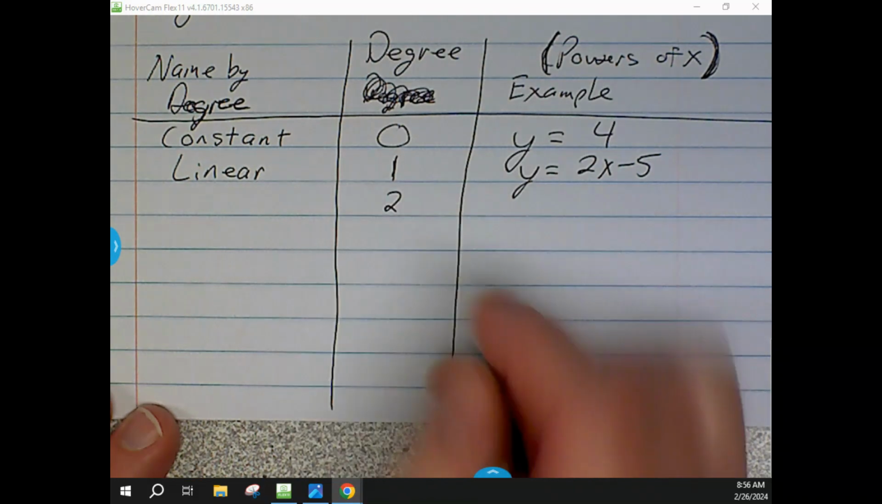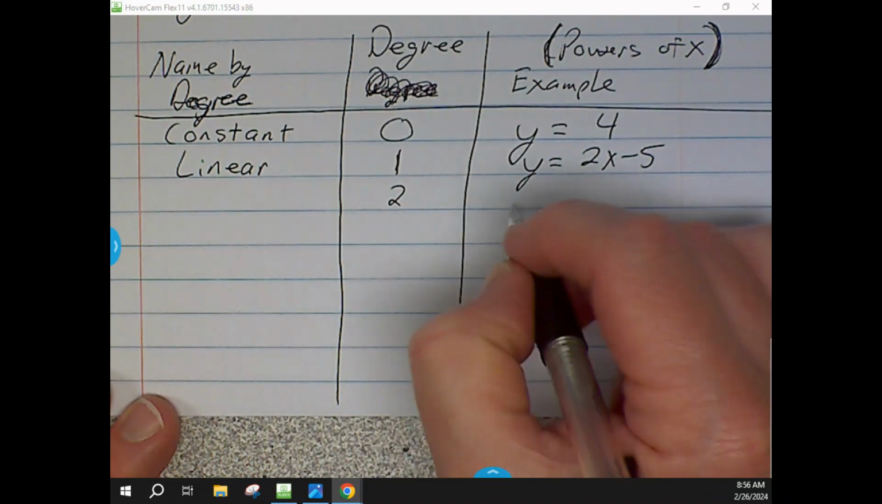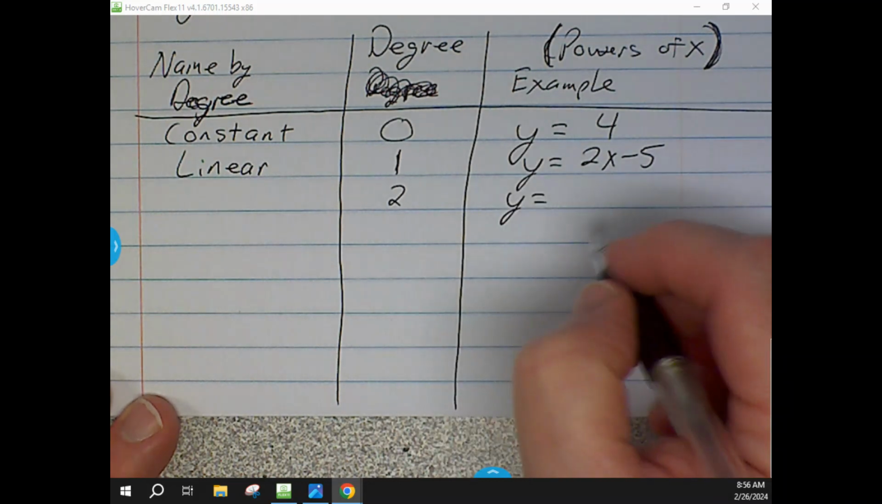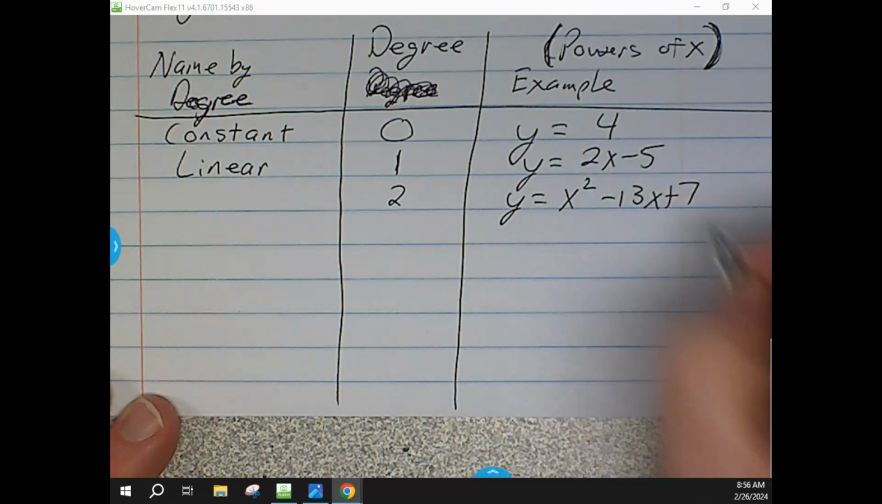All right, so degree 2. Think about all the graphs that we just got finished doing. Those were what kind of graphs? Yeah, quadratics. So that's x squared minus 13x plus 7 or something like that.